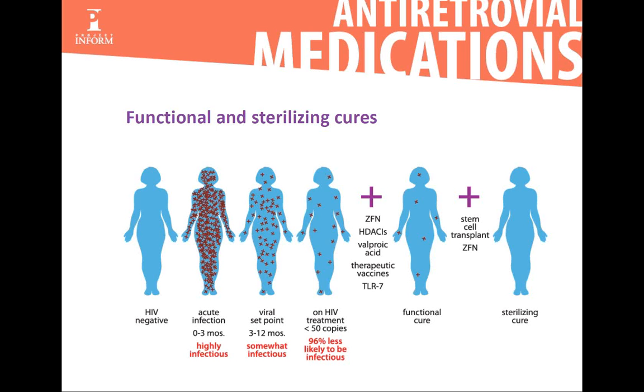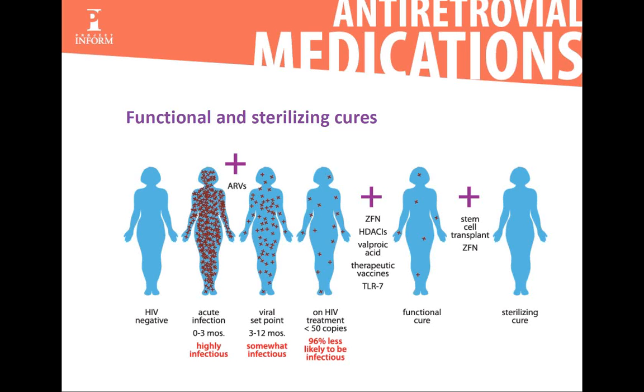This is the sterilizing cure, and you probably know of the Berlin patient who has been cured, and that's a sterilizing cure. He had gotten a stem cell transplant. So I don't know if there's going to be data around stem cell transplants, maybe, but also zinc finger nuclease is a possibility to see data around that as well as far as the sterilizing cure. Then the other last way that we may see more data on, so next slide, is the application of HIV medications during acute infection.